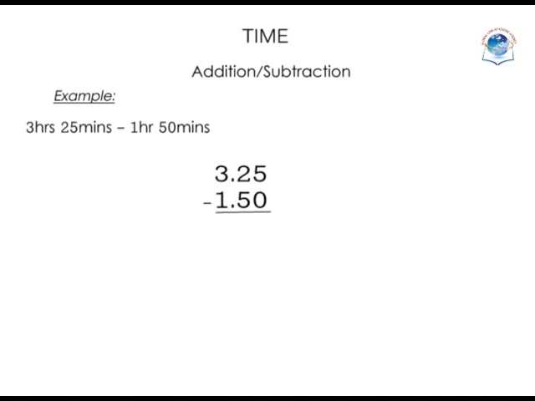This 1 hour is equivalent to 60 minutes. So we add to the 25 minutes to get 85 minutes. So we have 2 hours 85 minutes, subtract 1 hour 50 minutes. And that gives us 1 hour and 35 minutes. The same works with minutes and seconds.